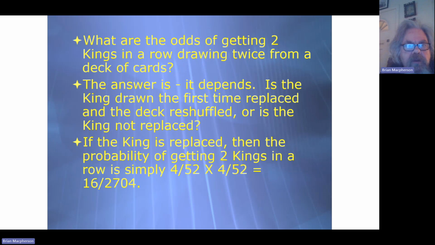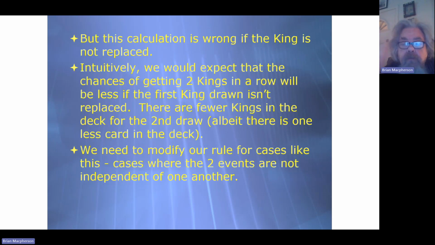So what are the odds of getting 2 kings in a row drawing twice from a deck of cards? Well, here's where things get a little bit more complicated. If I replace the card and reshuffle the deck so that it's re-randomized, then obviously the odds of getting 2 kings in a row will be 4/52 times 4/52. But as we saw, if you don't replace what you drew from the deck, then there's one less king in the deck and one less card. So then the probability of getting 2 kings in a row will be 4/52 times 3/51, right?